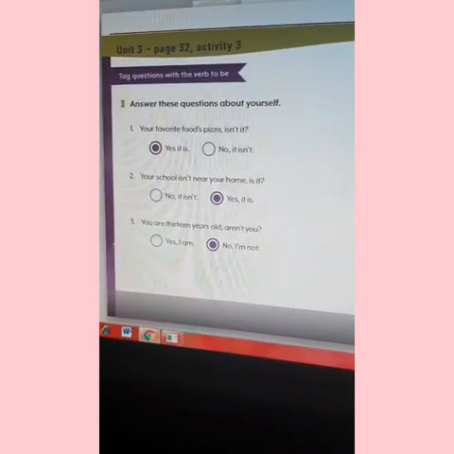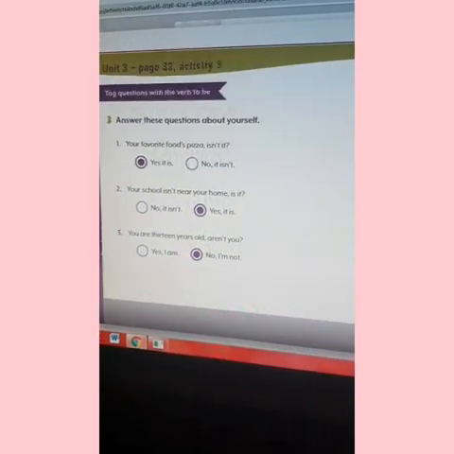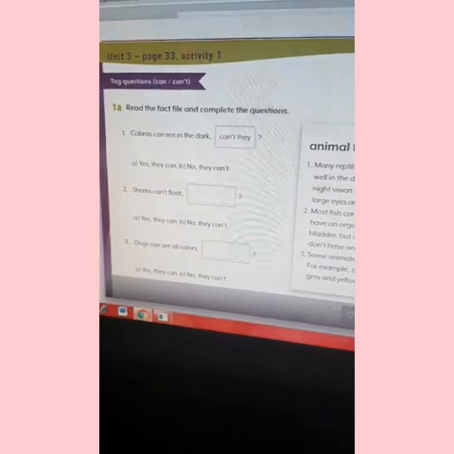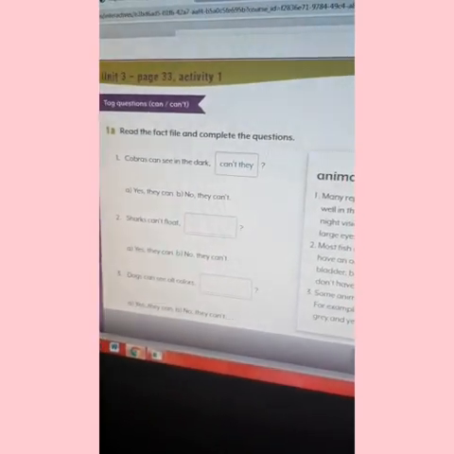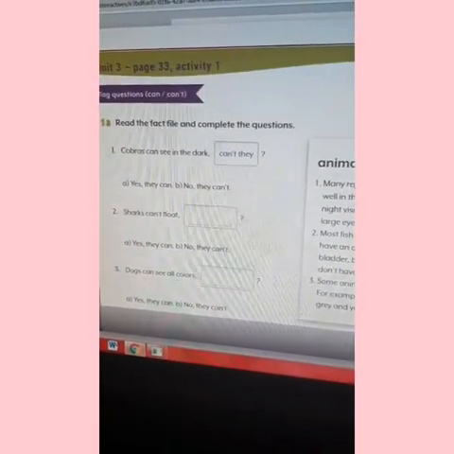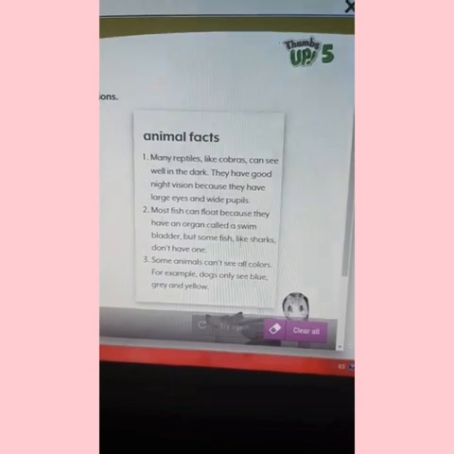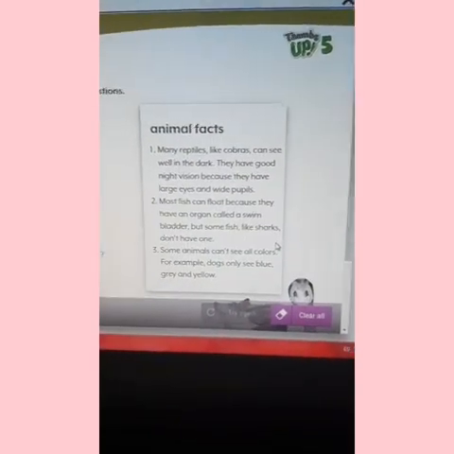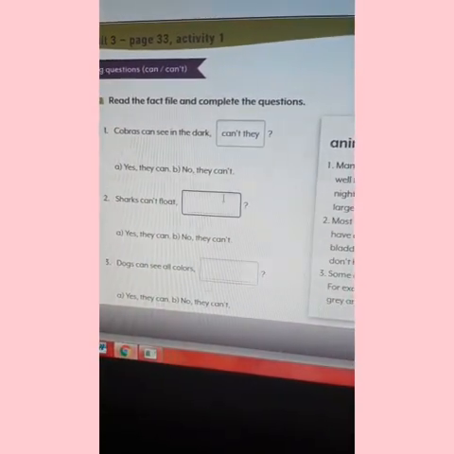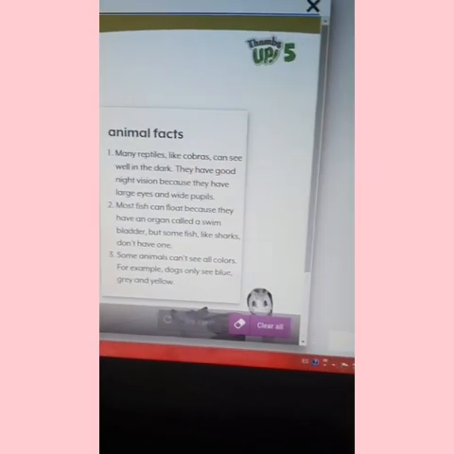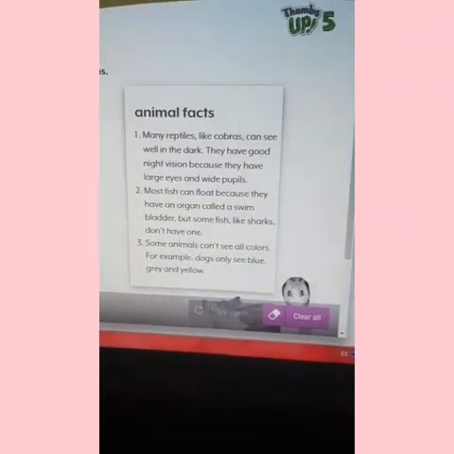Now we are going to continue with page number 33. Well, on page number 33, what you have to do is read the fact file and complete the equations. This is the fact file you are going to read in order to complete the equations. Please, everybody, read with me.